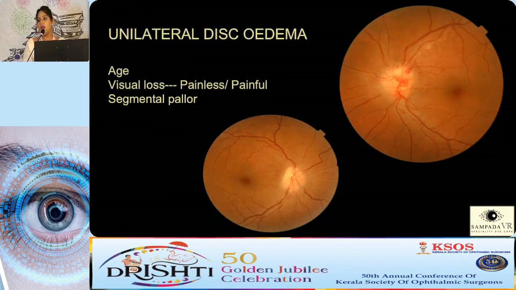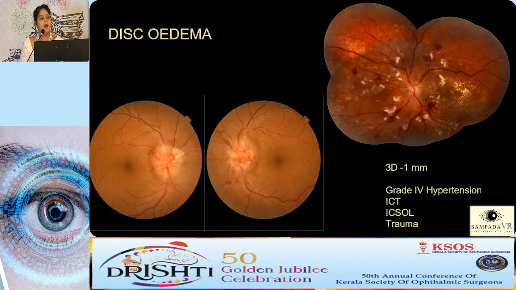The disc, the unilateral disc edema, is the most common thing which we come across. Disc edema can be unilateral or bilateral, but with the unilateral you can differentiate whether it is AAON, as you can see here, with a segmental pallor, and depending upon the age, you can differentiate whether it is a papillitis or AAON. Bilateral disc edema with multiple cotton wool spots will be more favoring of malignant hypertension. If it is not there, it can be a raised ICT or a space-occupying lesion or a trauma.